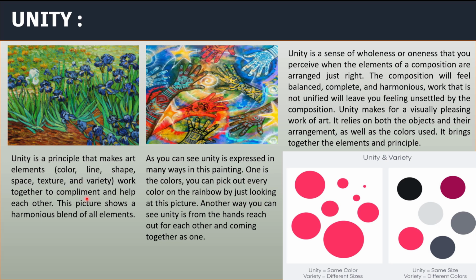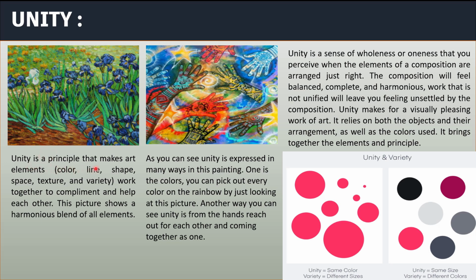Then discussing about the unity. So basically, unity is a sense of wholeness and oneness that you perceive when the elements of compositions are arranged just right. So if you look at these two images, the flowers are together. It is giving you the blend of flowers or a field, which is giving you a feel of unity. If I stand here with just one flower, will it be a unity to me? No. But if there are a bunch of flowers and same color, same texture, it will look as a unity.